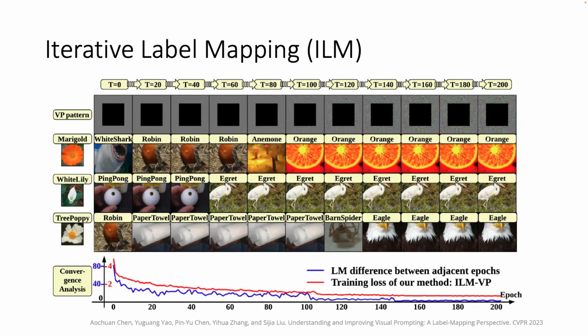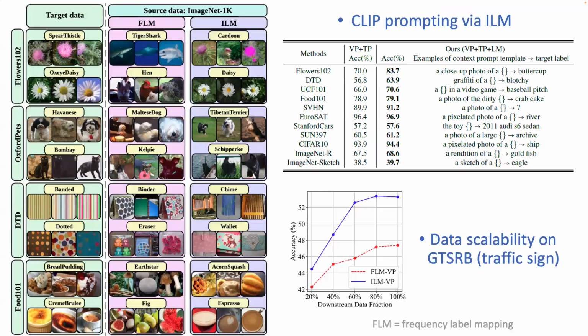Similarly, for this white lily, we can find similar semantics in one bird class called the egret. So the best pair of label mapping between the target label and the source label should be adapted and adjusted dynamically during training instead of being fixed the whole time. With that, we can boost the visual prompting performance by a lot, especially for the CLIP model.